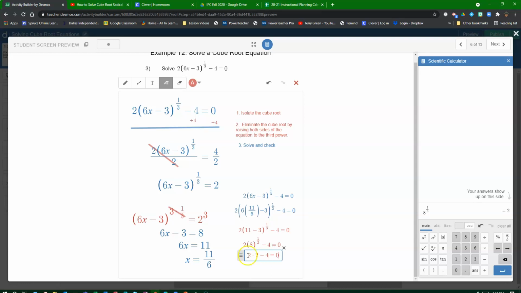Question is, is that equal to 0? Well, 2 times 2 is 4, isn't it? So 4 minus 4 equals 0. Sorry, I don't know why I said 8. But since 4 minus 4 is equal to 0, then it passes the check. So I can go ahead and make that red. We've done all 3 steps, and we know that we have found the solution. The solution to the problem is x, and I'll go ahead and make this big and green, x equals 11/6.